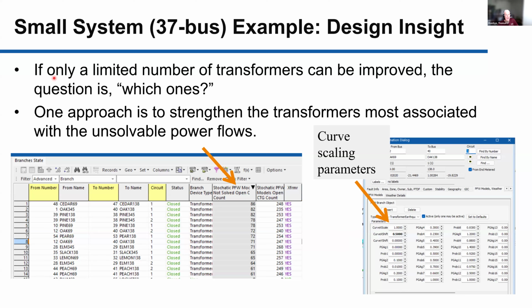And one hint on how you might want to improve the system is when you do the stochastic study, 500 contingencies here, we've got a value in there that tells us for each transformer in the system, how many times that transformer was associated with a power flow that did not solve. And some transformers are associated with a lot of power flows that didn't solve, and some transformers are associated with less. So it would make sense that the transformers most associated with the power flow not solving would be the ones that you might want to strengthen.